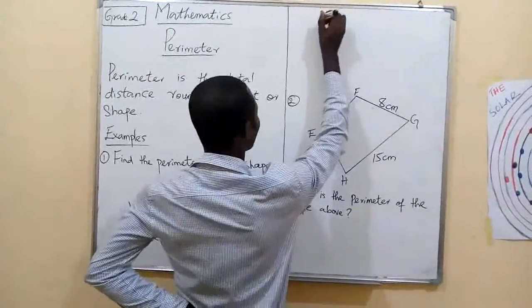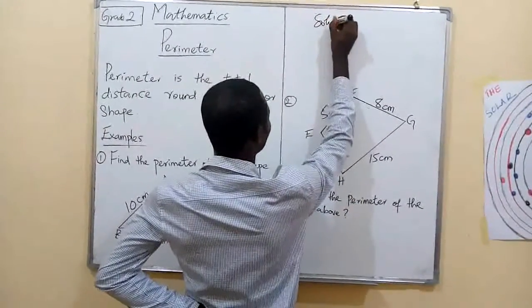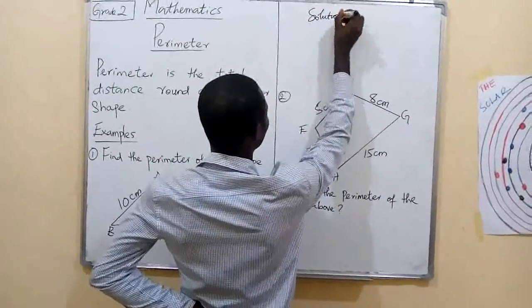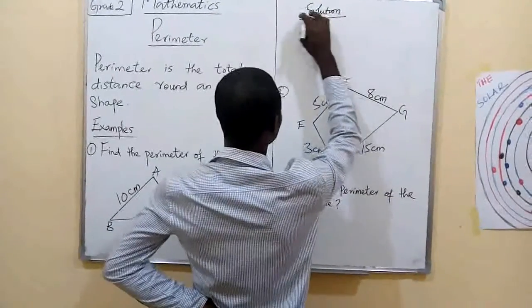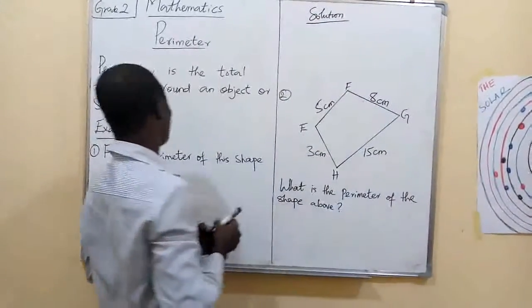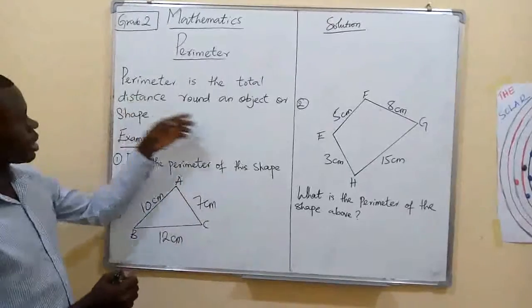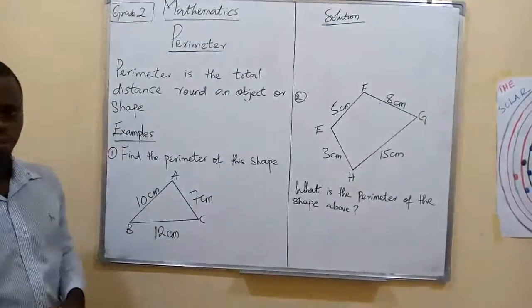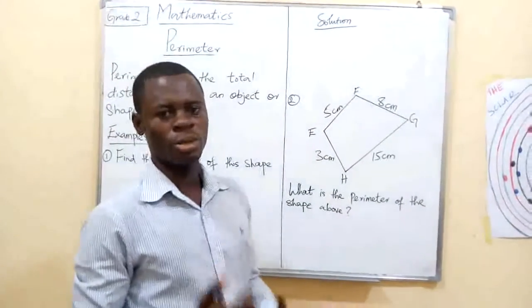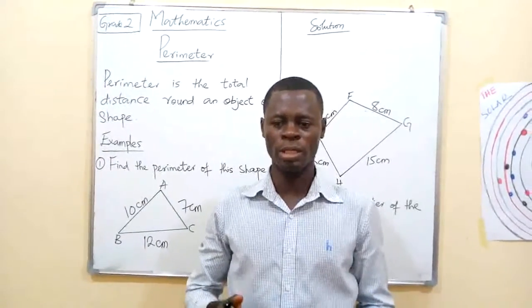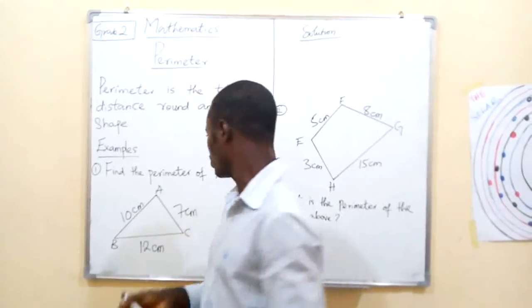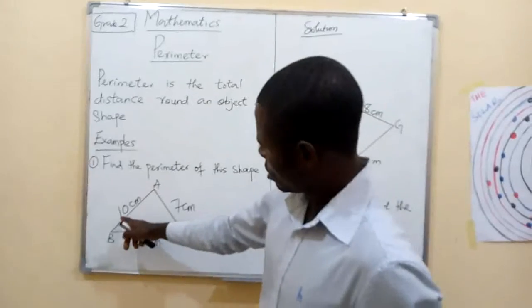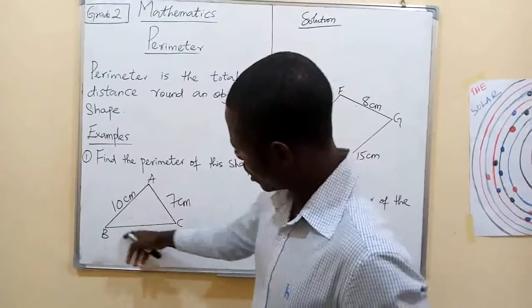Solution. Remember I told you that perimeter is the total distance around an object or shape. So we are going to take the sum of these distances.